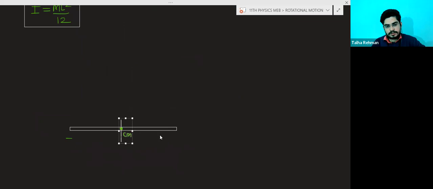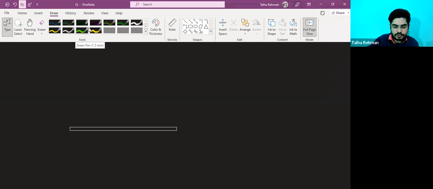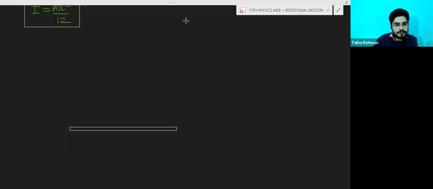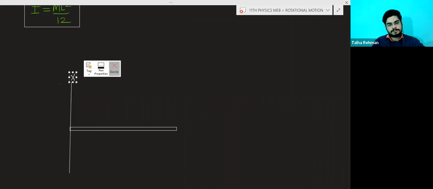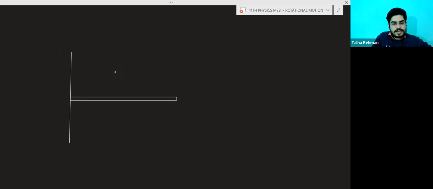But I want to say that the main thing is how to integrate. How to integrate is important here. Suppose they are asking the moment of inertia about an axis passing through one end of the rod and perpendicular to the rod. Right now we have not studied the parallel axis theorem, so we cannot apply that. Suppose we want to find it with the help of integration. I am just giving you the idea of what you will do.